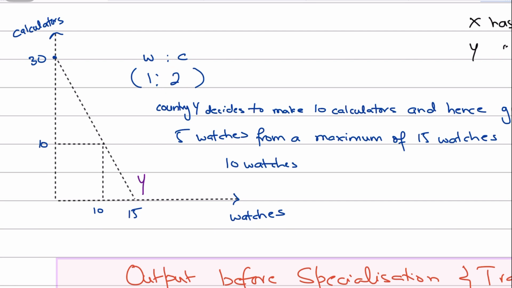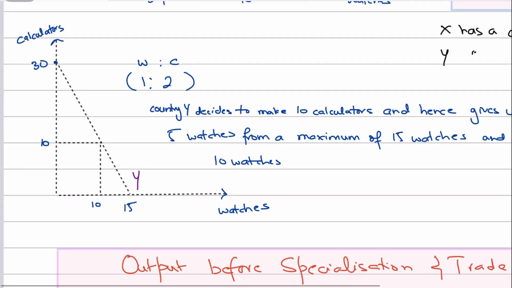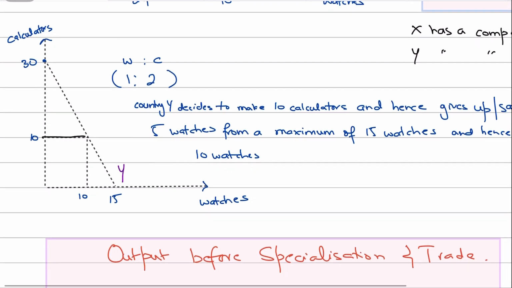So if it's making 10 calculators, then how many watches will it forgo? It will definitely end up foregoing 5 watches. So if, let's say, a maximum of 15 watches could be made, then 5 watches would be foregone. So it would be making 10 watches, right? So with 10 calculators, country Y is making basically 10 watches. So this is the current production of country Y.